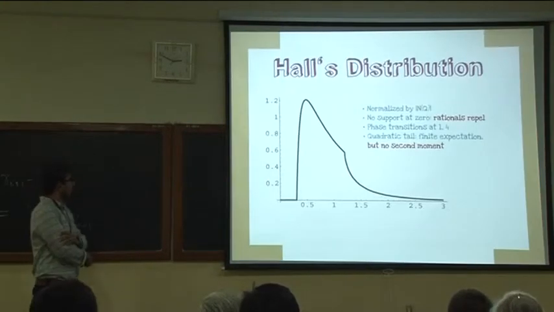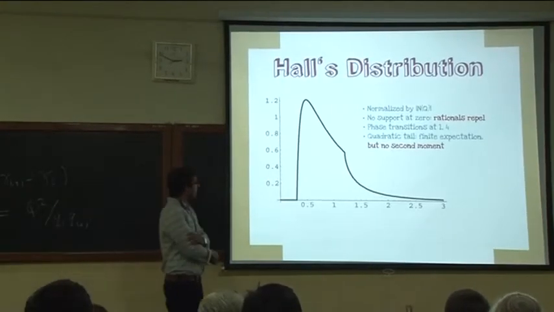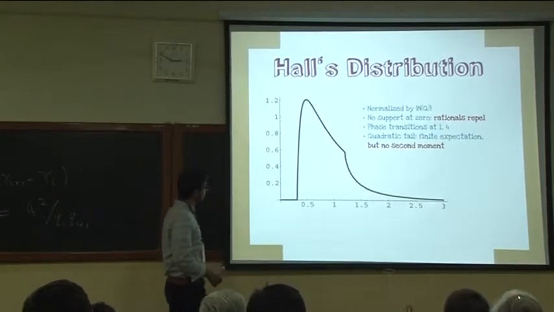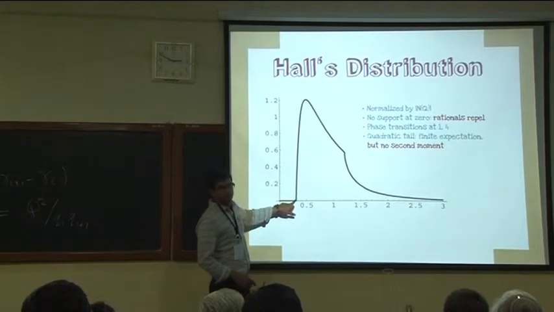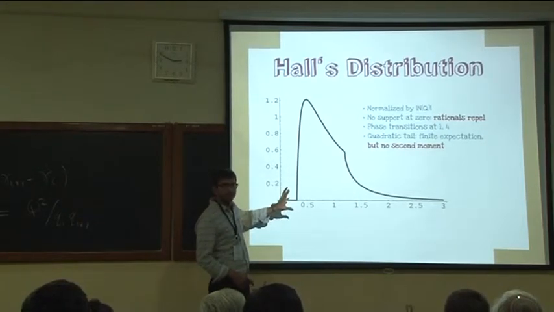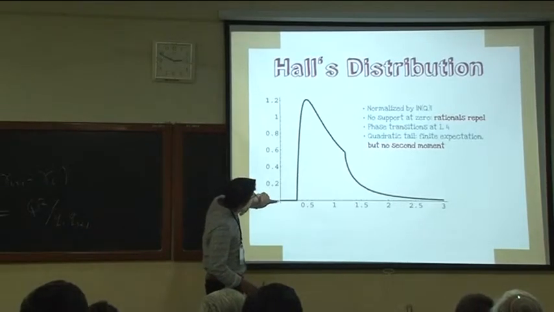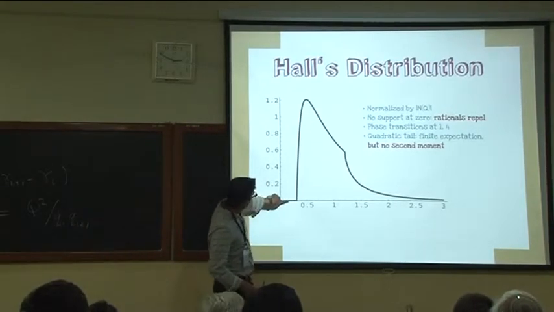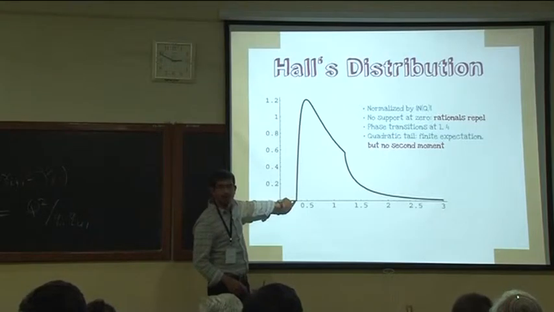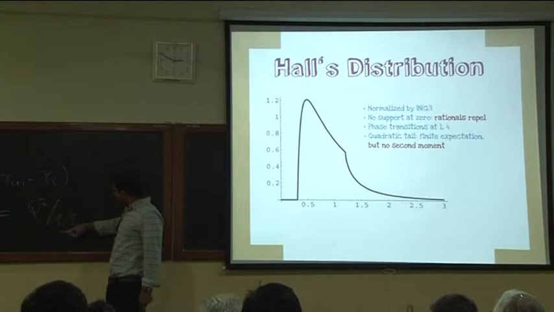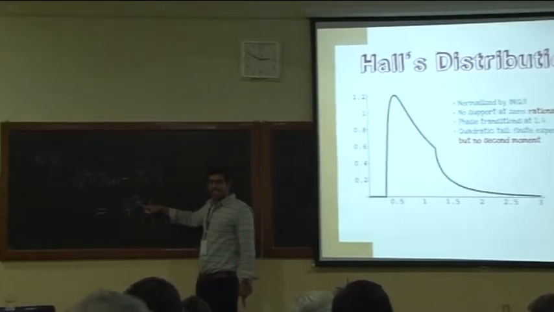So let's take a look at what Hall's distribution is. In this picture, which is taken from a paper by Boca and Zaharescu, the distribution is normalized here by n of q. So there's a factor of 3 over pi squared that's here. So what happens? There's absolutely no gaps at all until 3 over pi squared. Why is that? That's because this thing is always at least 1.